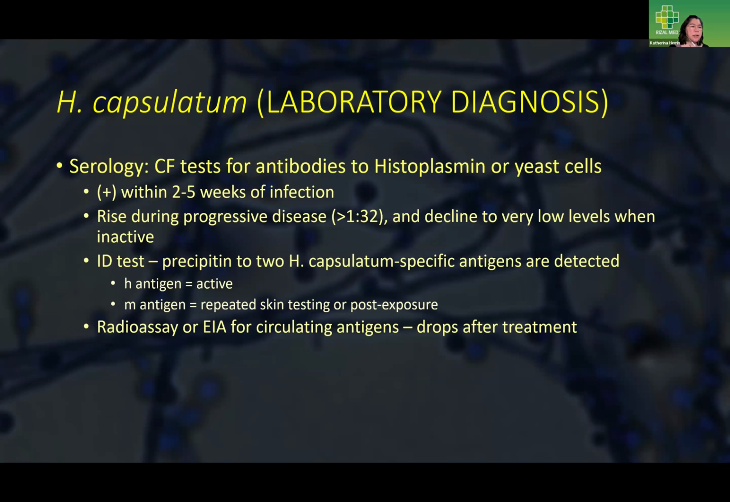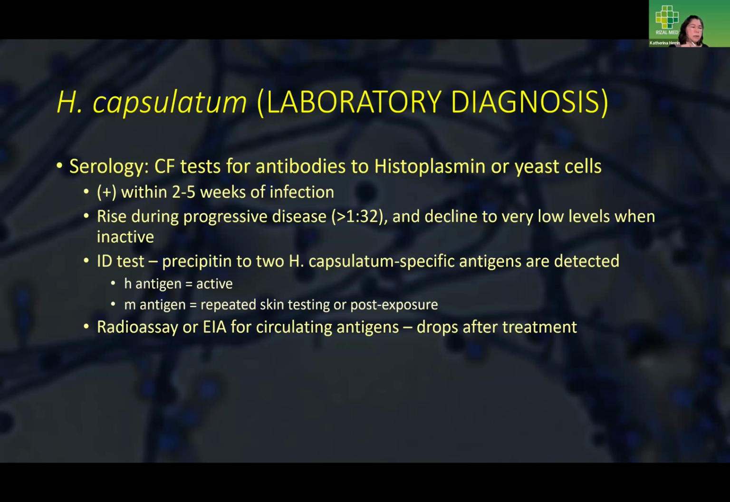Complement fixation tests for antibodies to histoplasmin or yeast cells become positive within 2 to 5 weeks after infection. They also rise during progressive disease and then decline to very low levels when the disease is inactive. For the immunodiffusion test, antibodies against the H antigen signifies active infection, while those for the M antigen may be due to repeated skin testing or past exposure.